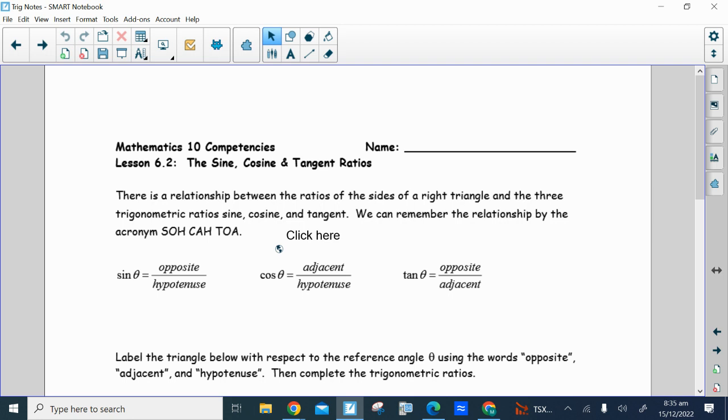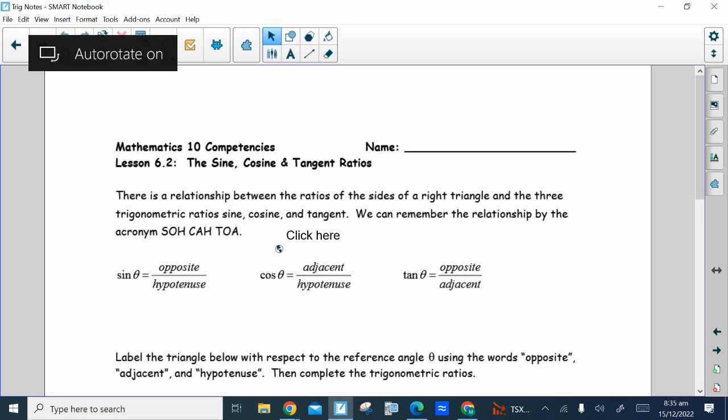All right, so yesterday we looked at the Pythagorean theorem, which we can use if we have a right triangle and two sides of the right triangle. We can find the third side using the Pythagorean theorem: a squared plus b squared equals c squared. So now we're going to start looking at what are known as the trig ratios, trigonometric ratios.